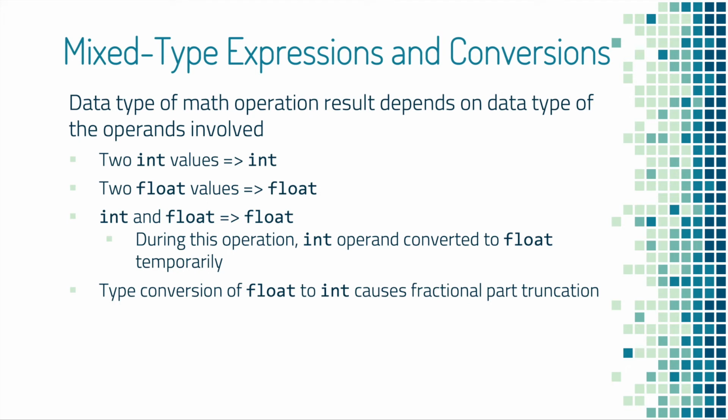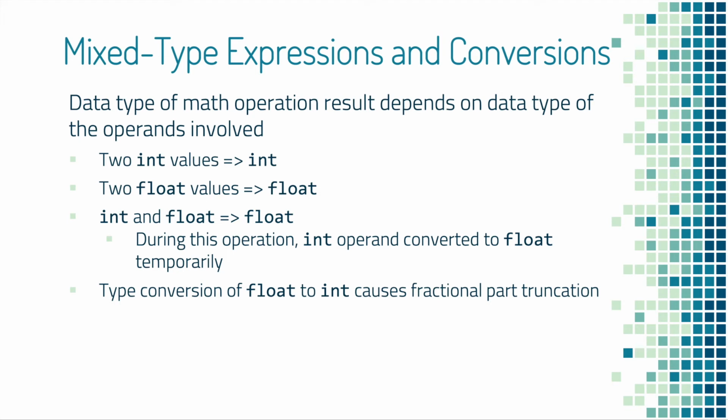Okay, so what I mean by that is, if I do 5 times 2, that's an int times an int, it's going to give me an int. If I do 5 plus 2, it's an int. If I do 5 minus 2, it's an int. Okay, same thing with a float. If I do 3.5 times 1.2, it's going to still be a float.